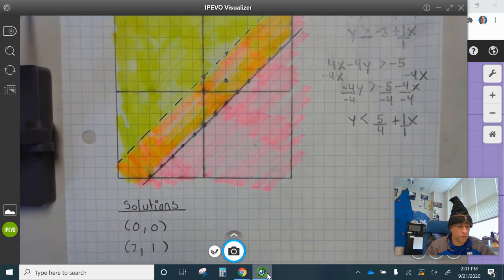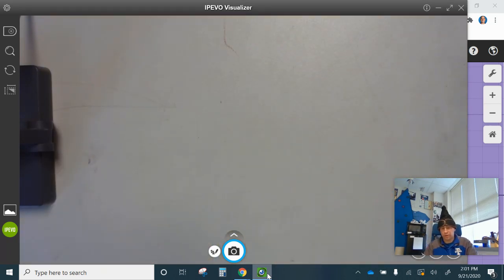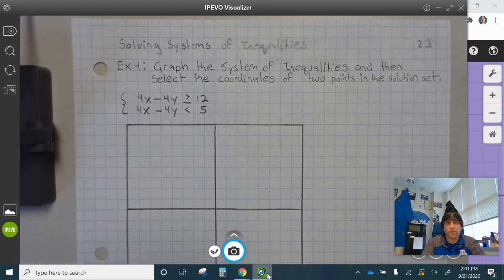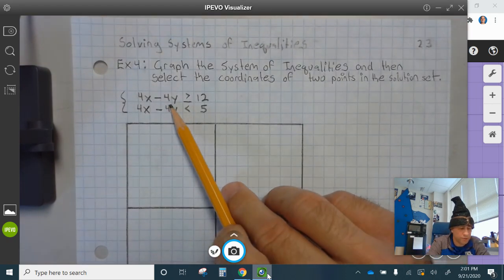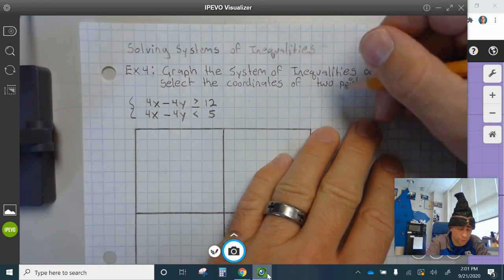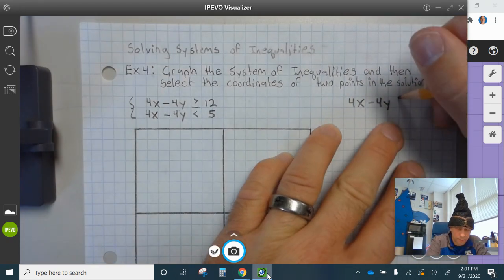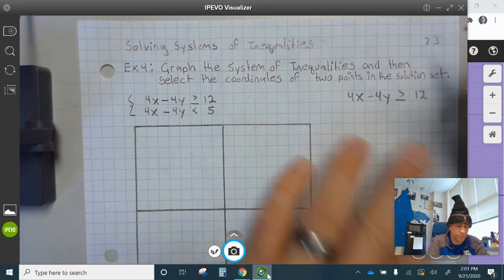Okay. All right, if you would, go ahead and finish up example 3. All right, now let's take a look at example 4. All right, solve system of inequalities, journal page 23. Example 4, graph the system of inequalities and then select the coordinates of 2 points in the solution set. Okay, so again, we need to solve this for y, so 4x minus 4y greater than or equal to 12.